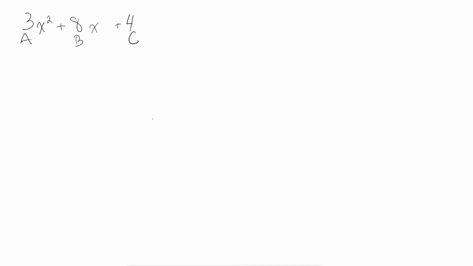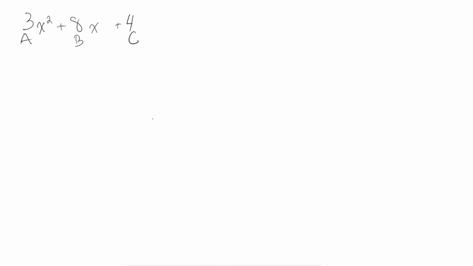The first thing we want to do is see if we can just take out a greatest common factor. If there's something we can divide everything by. But it turns out that no, there is nothing. There's no number that can divide 3, 4, and 8, just 1. So we have to leave it as it is.